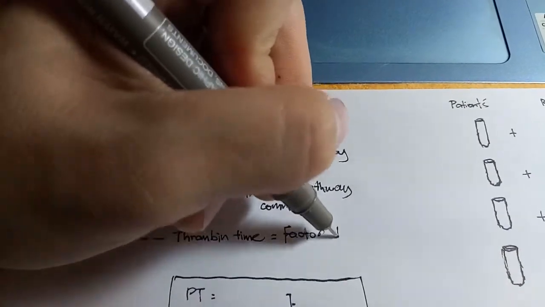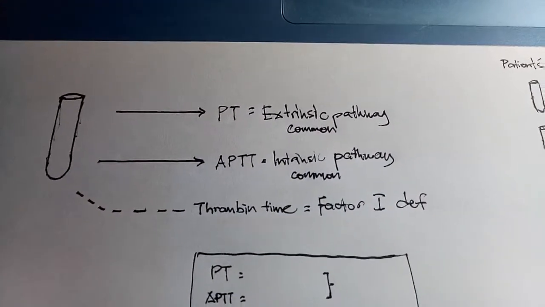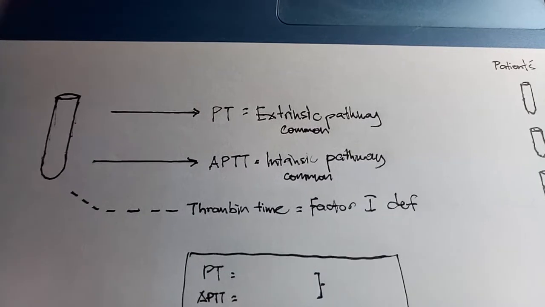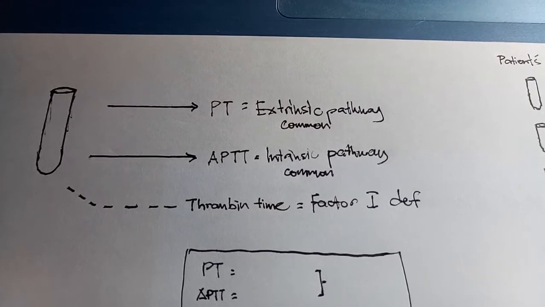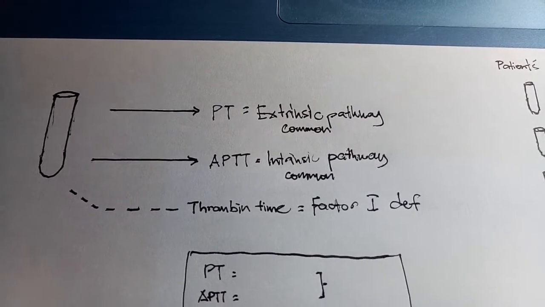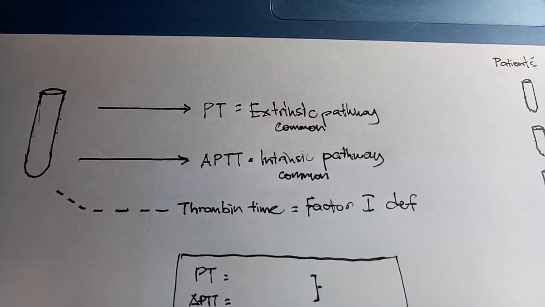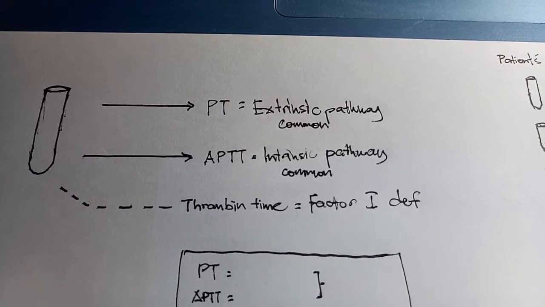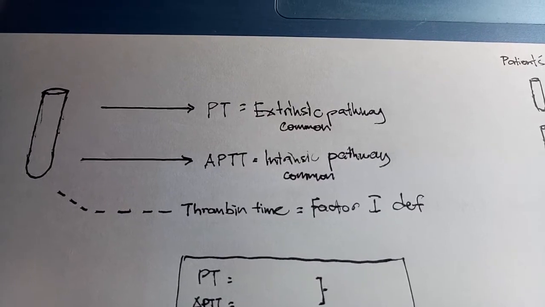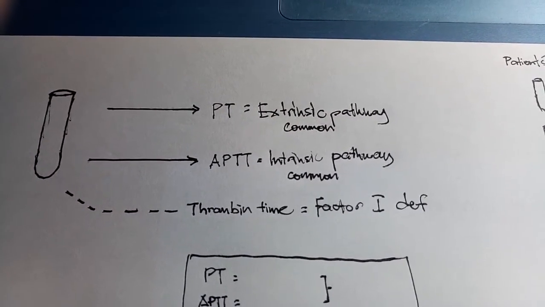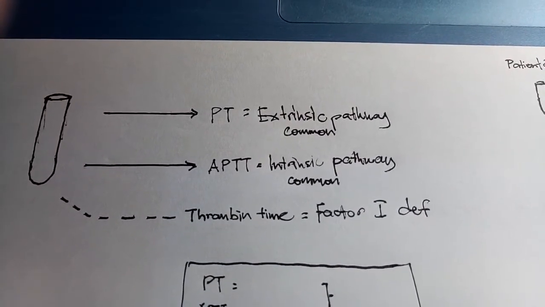factor 1 deficiency. So, review: PT is a test which detects deficiency of clotting factors from the extrinsic pathway and common pathway. And your APTT is a test that detects missing clotting factors that belong to the intrinsic pathway and common pathway. And your thrombin time detects factor 1 deficiency.